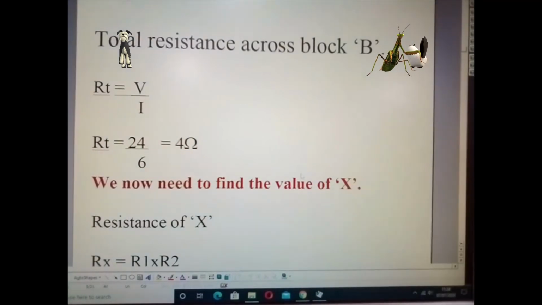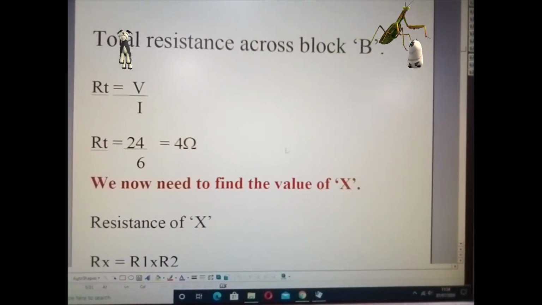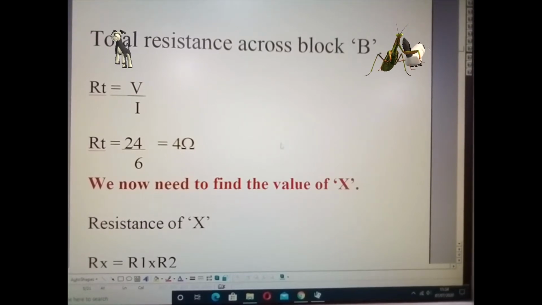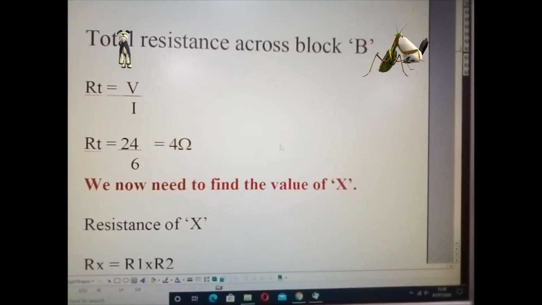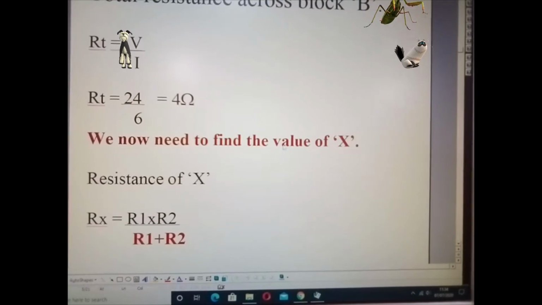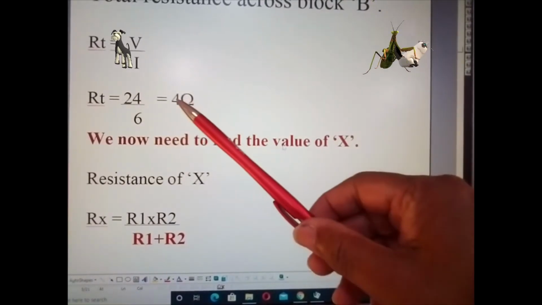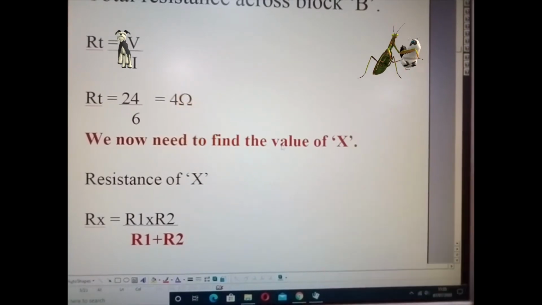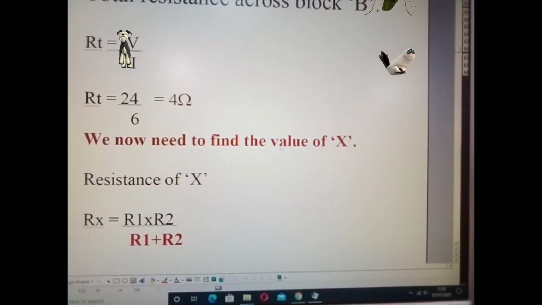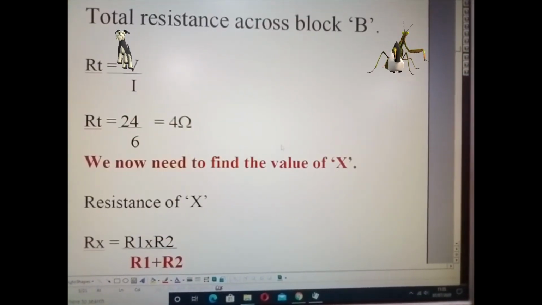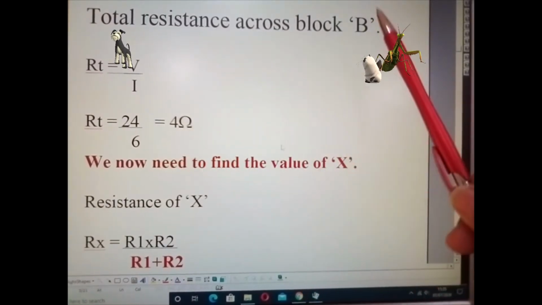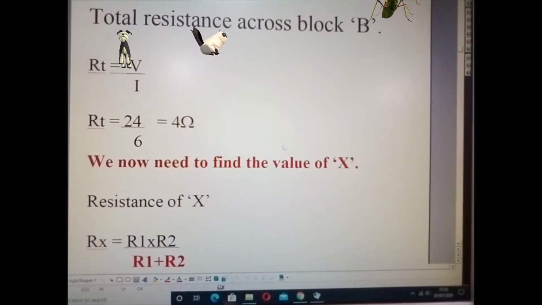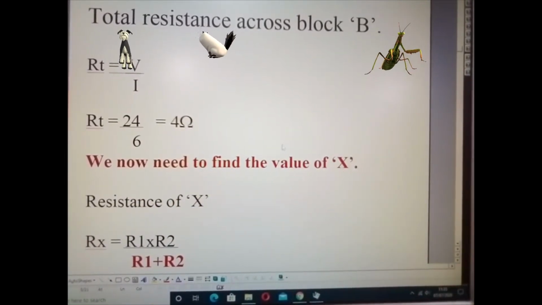RT equals 24 over 6. And that gives us 4 ohms. So we know that the total resistance of block B is 4 ohms. Okay. We now need to find the value of X.